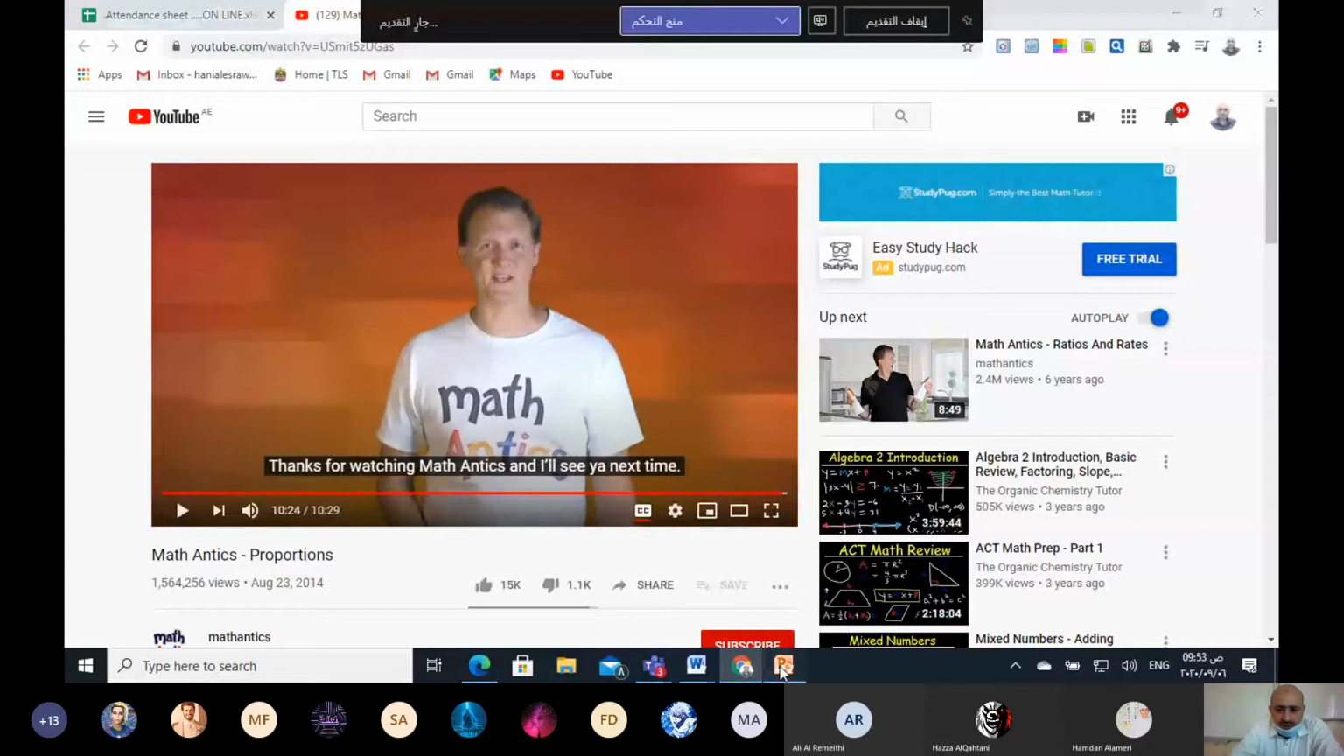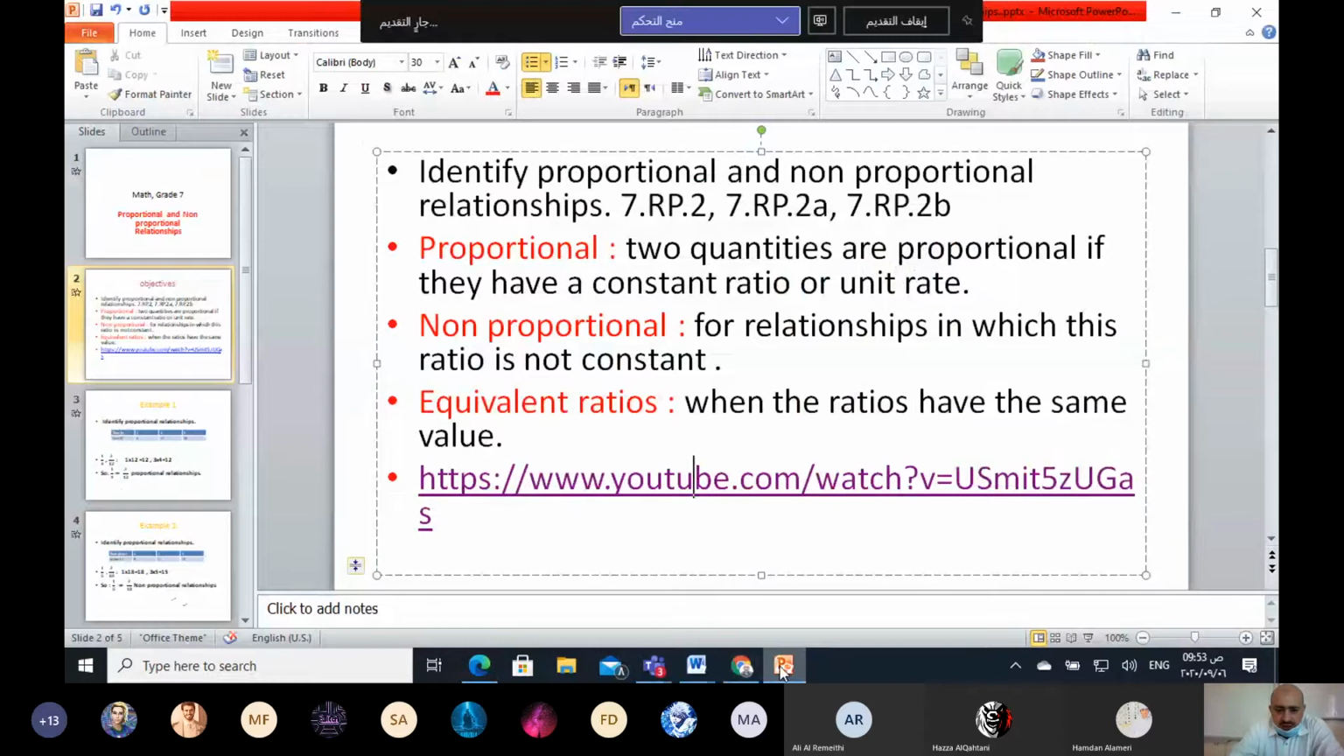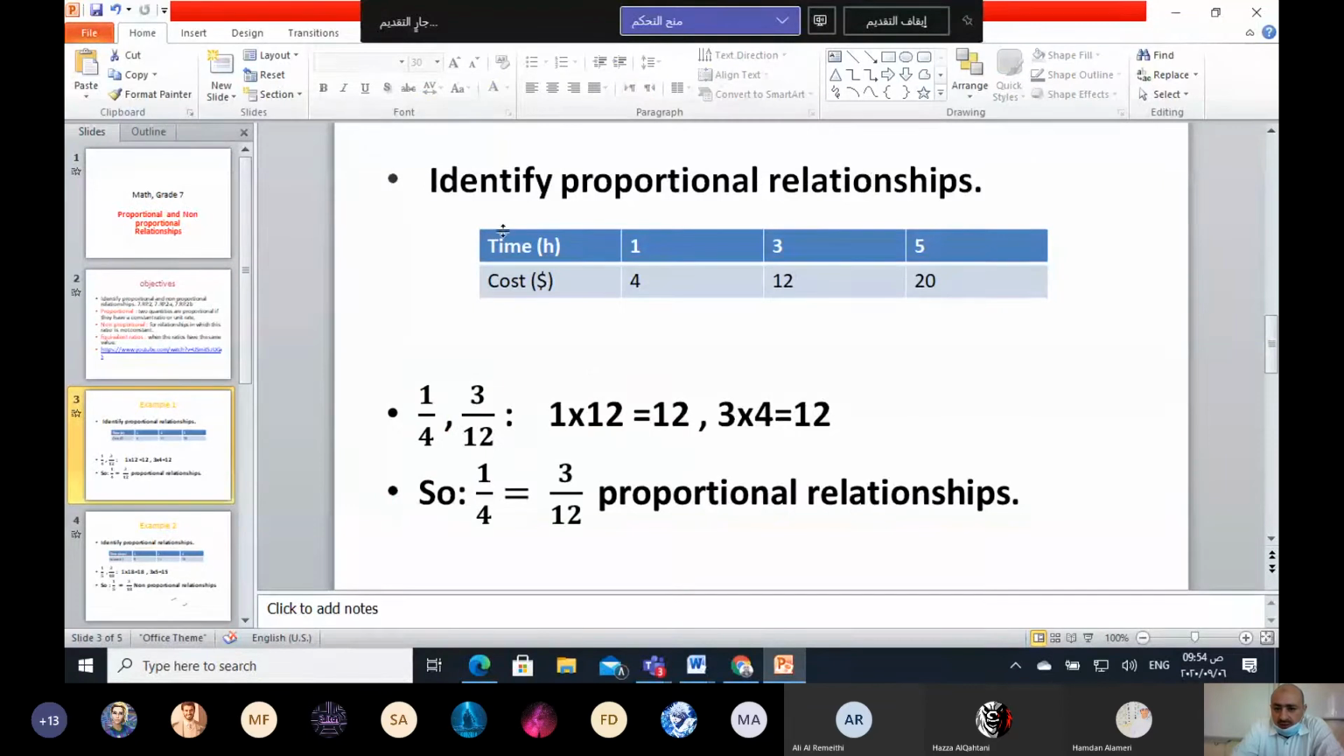So this is the meaning of proportional and non-proportional and equivalent ratios. We have this example. Identify proportional relationship. We have this table. We want to know if the ratios inside this table are proportional or not. How to know? Take any two ratios from this table.